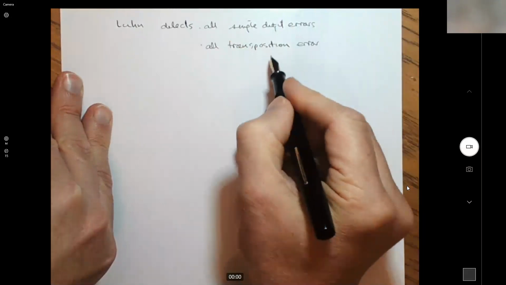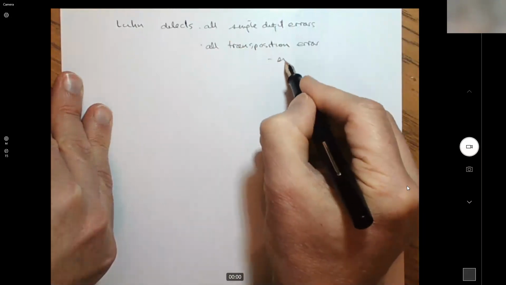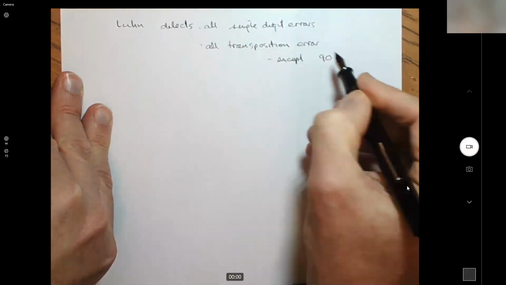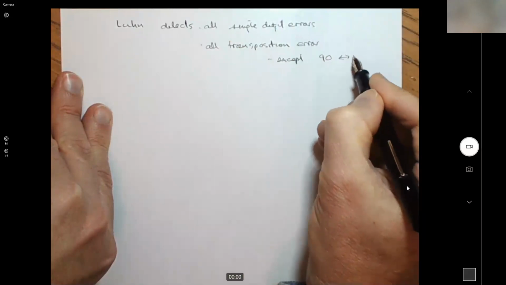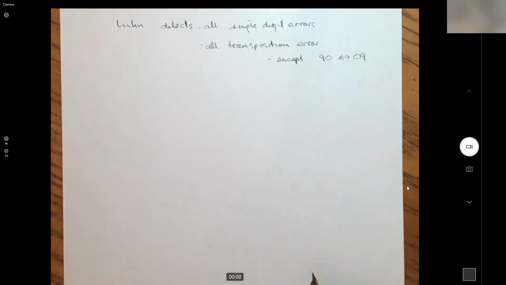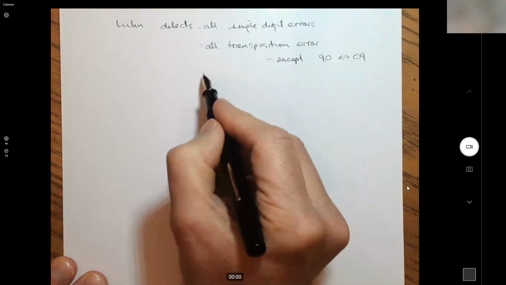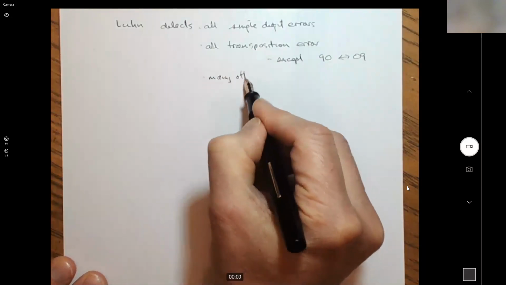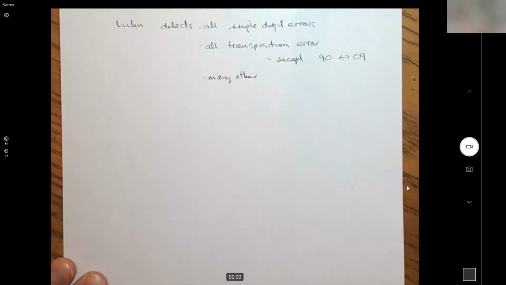Now, there's one wrinkle here. There's one exception. It can't detect the difference between 90 and 09. So if you have 0 and 9 together or next to each other and swap them around, the check digit actually doesn't change. We'll see that in a tick. And there are many other errors as well.